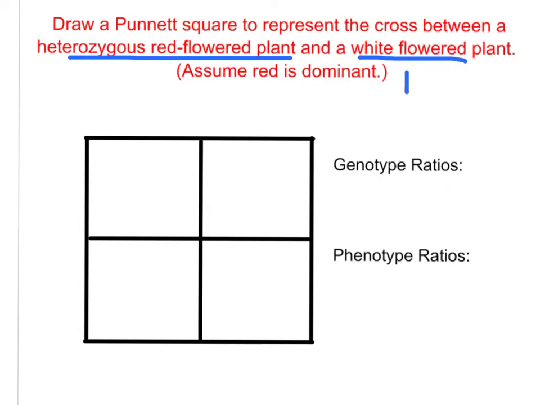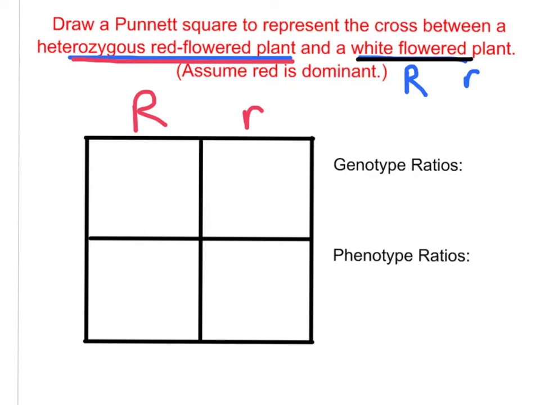So I'm going to arbitrarily choose a capital R for red. That will be my dominant allele. And then I'm going to say that lowercase r will be my recessive allele, and it will represent the white phenotype. If I do that, I first now need to look at my heterozygous red flower plant. That's going to be my first parent. So my first parent is a heterozygote on this side of the Punnett square. Okay. My second parent will be the white flowered plant.